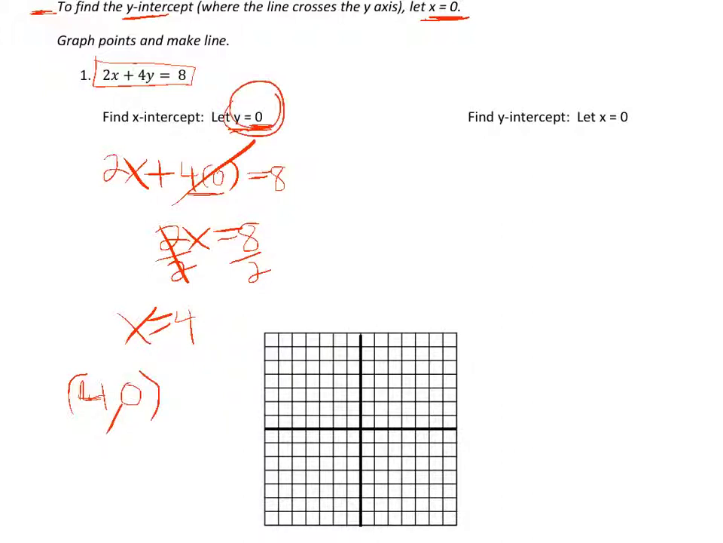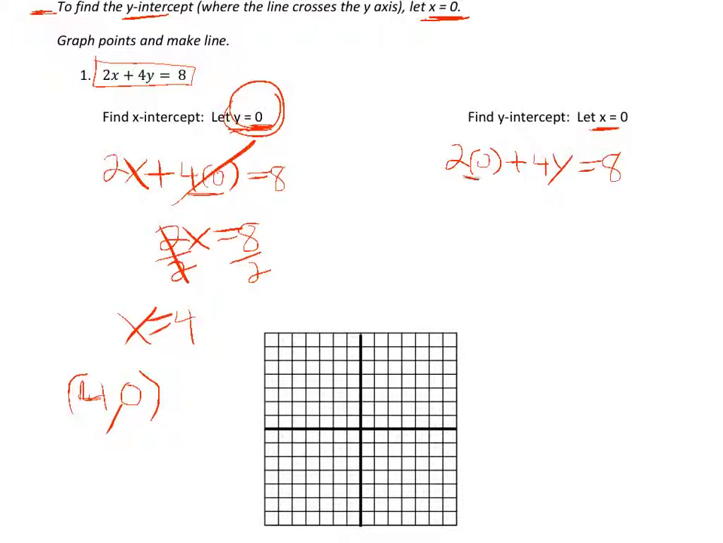Okay, y-intercept, now I let x equal 0. So this 0, I'm plugging all the way in here for this x. So I'm going to have 2 times 0 plus 4y equals 8.